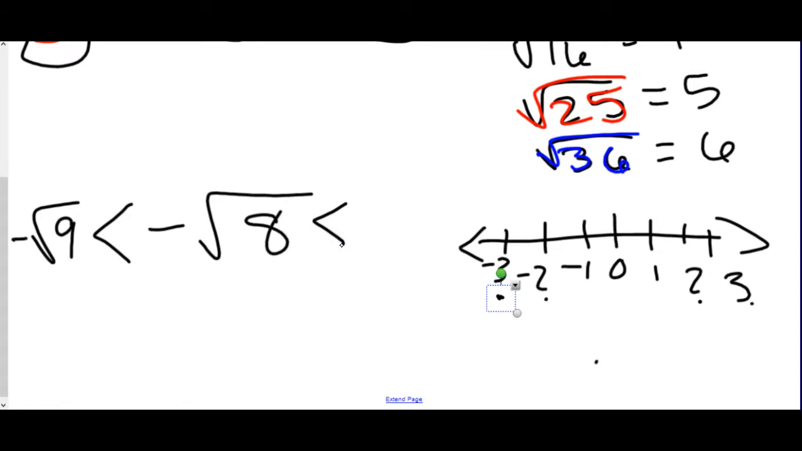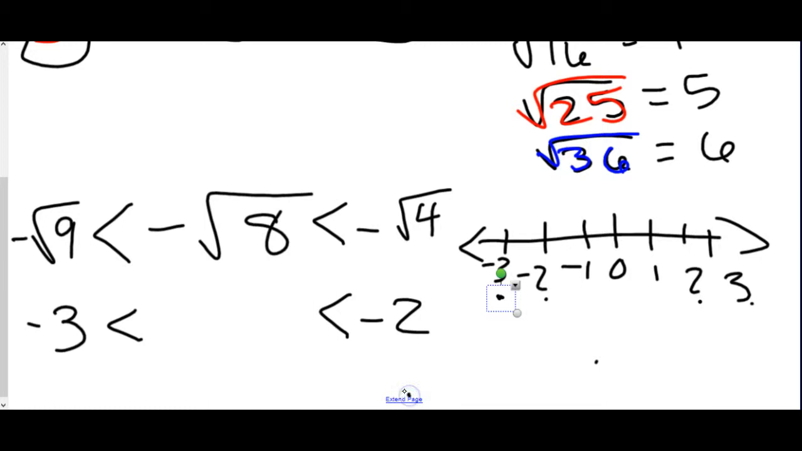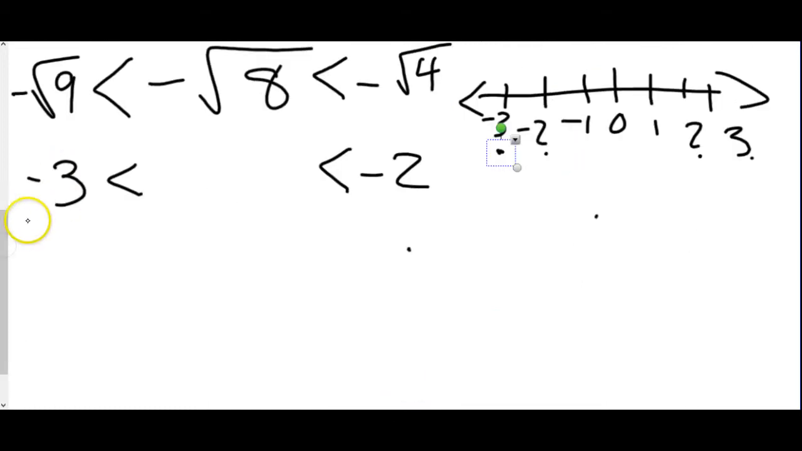Then we think of anything else around 8. The other closest number would be the square root of 4. So negative square root of 4 is actually bigger than negative square root of 8. That means negative 3 is less than whatever the negative square root of 8 is, which is less than negative 2. So those are the two consecutive integers that the negative square root of 8 would be between.